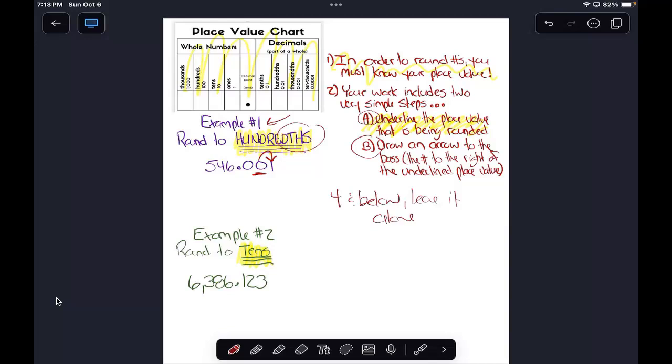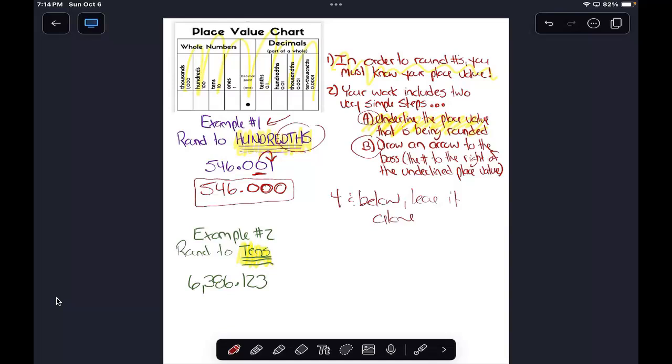So we are going to leave the 0 alone, and we're going to rewrite our whole problem, leaving the 5, the 4, the 6, the decimal point, and the 0 alone. We're going to leave the 0 that is being rounded alone, so in other words, leave it a 0. And then the 1 or anything afterwards is going to change to a 0 too. So when we round to the nearest hundredth, our answer for this problem is 546 and 0 thousandths. Of course, you don't need those zeros, but you can leave them there.